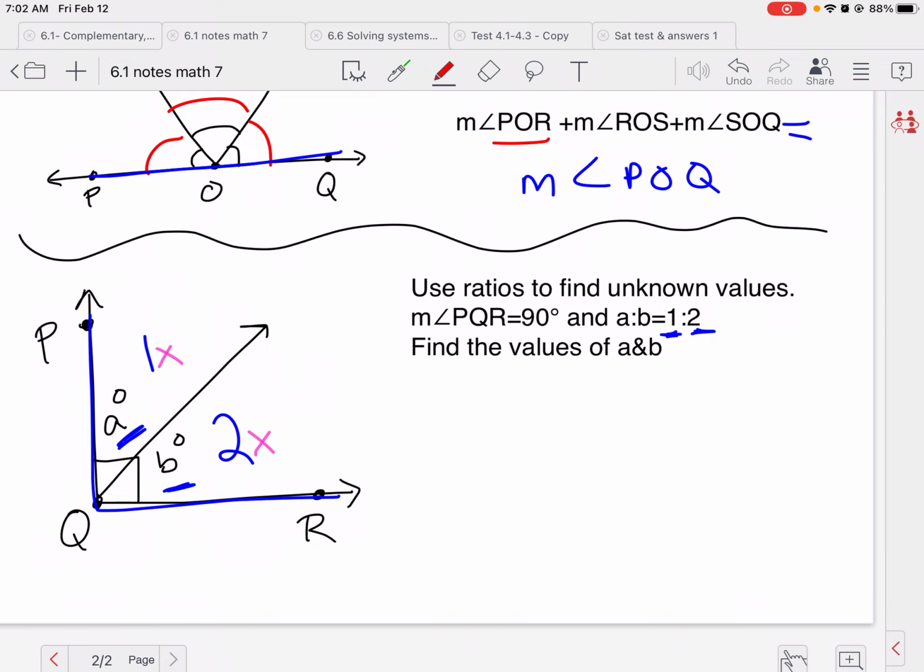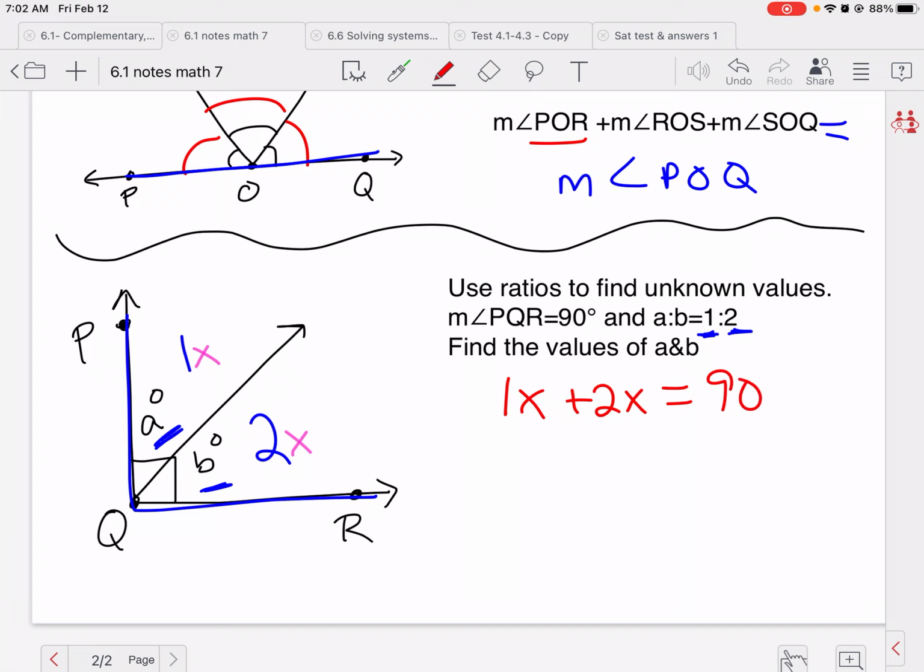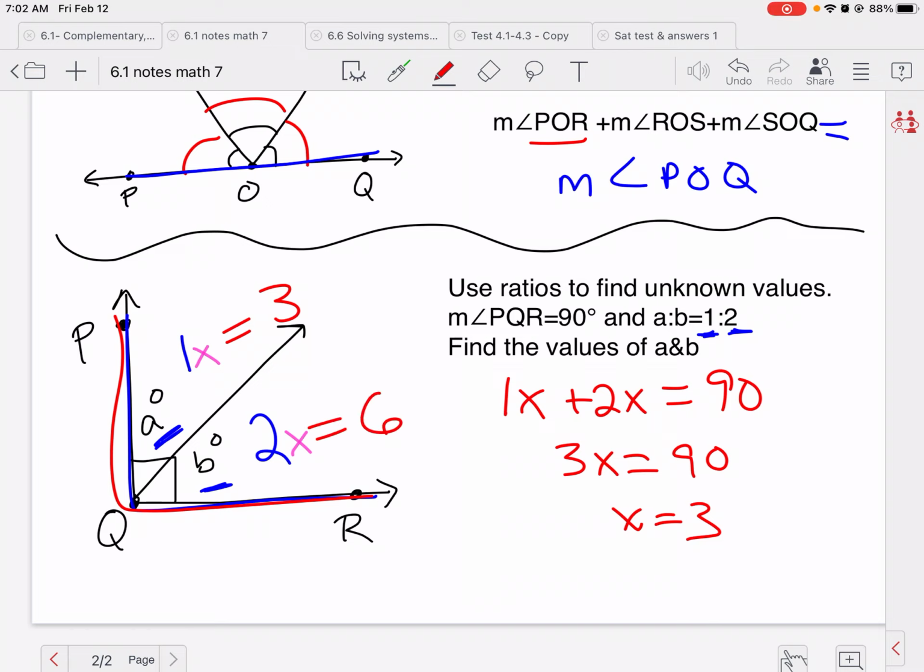Now I can add these together, right? So 1X plus 2X has to equal 90 degrees because I know the total is 90. Well, this would be 3X equals 90. So X has to equal 30 when we divide both sides by 3. I'm sorry, because 90 divided by 3 is not 3, it's 30. I apologize. So X is equal to 30, and 2X would be equal to 60 degrees. And 30 plus 60 equals 90, so we know we're on the right track.